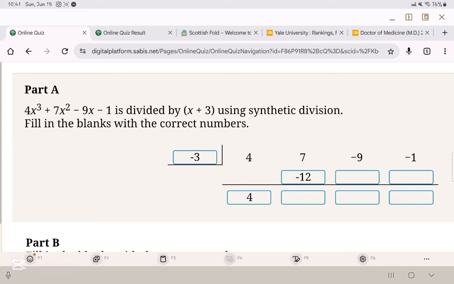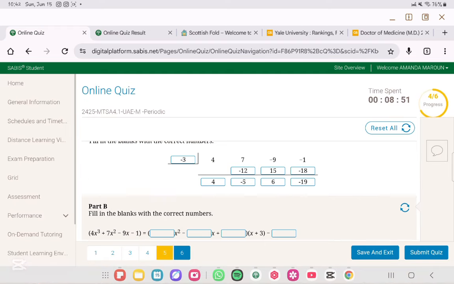So 7 plus minus 12 will give us a number of minus 5. Then minus 3 times minus 5, that's 15. So minus 9, under it you will put 15. So minus 9 plus 15 is 6. Then minus 3 times 6 will give us a value of minus 18. So here you will put what? You will put minus 18. And then minus 1 plus minus 18 will give us an answer of minus 19.